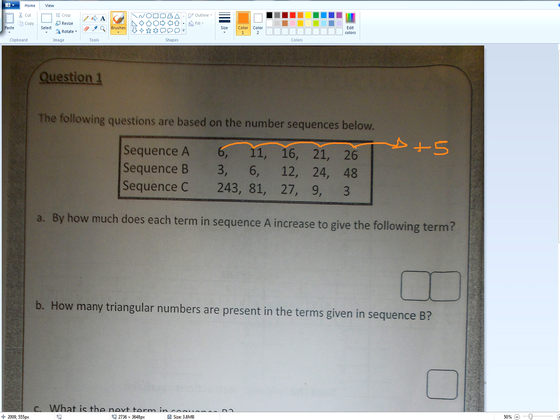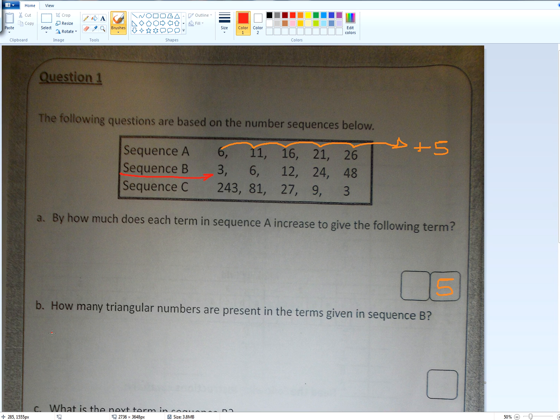So the answer here, even though they've got two boxes, we just need to write down 5. We don't need to write down 0.5. That's only for decimals. How many triangular numbers are present in the terms given in sequence B? Sequence B is this sequence here.